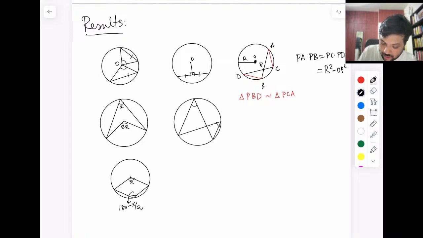However, a similar thing about being in opposite side segments is the following. That this angle x and y add up to 180.